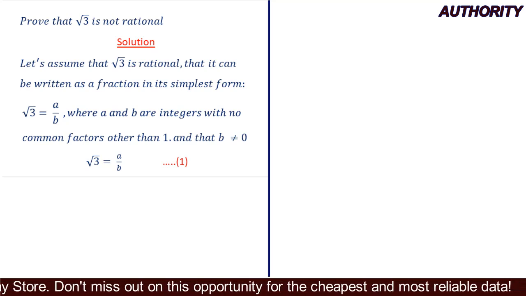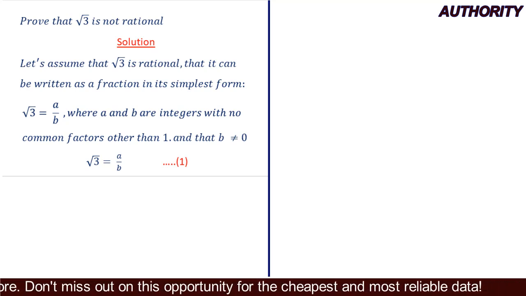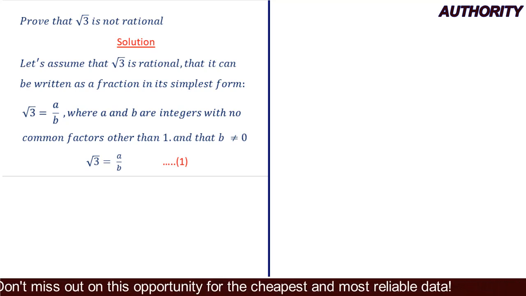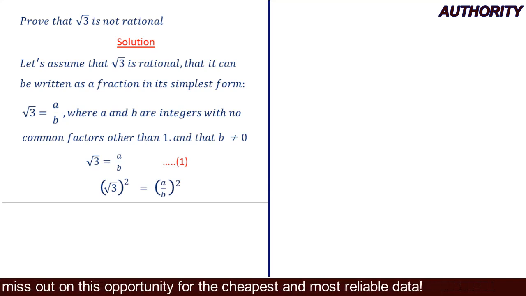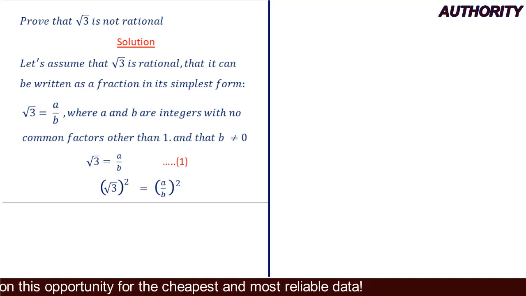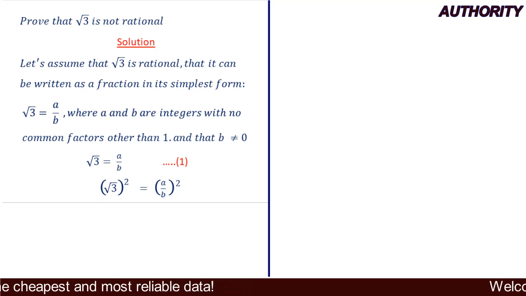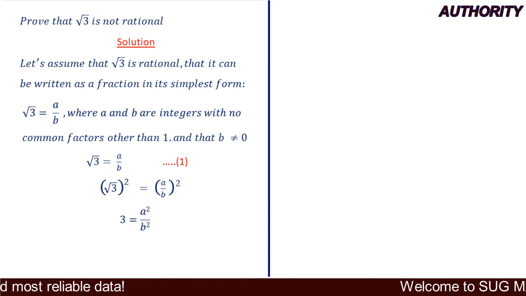Good. Now from here, let's square both sides. When we square both sides, this is what we're going to have. On our left hand side, the square or the power 2 removes the square root inside. And for a over b in brackets squared, the square will be distributed to a and b. So we are going to have 3 is equal to a squared over b squared.